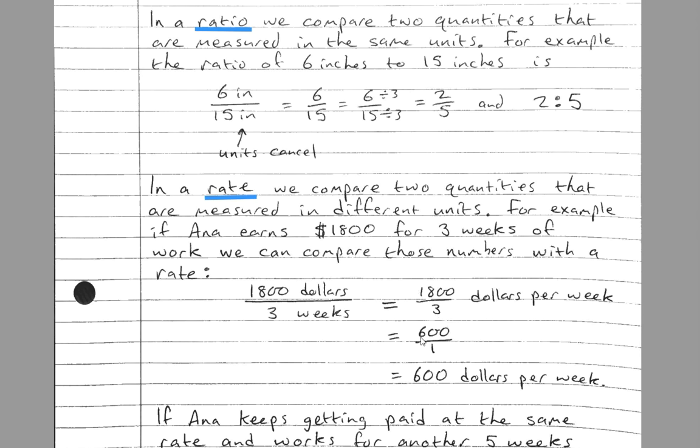But the fraction does simplify, cancel 3's. That's 600 over 1, or just $600 per week. Okay, and that makes sense, right? She was getting paid $600 per week. So for 3 weeks, that's $1,800.